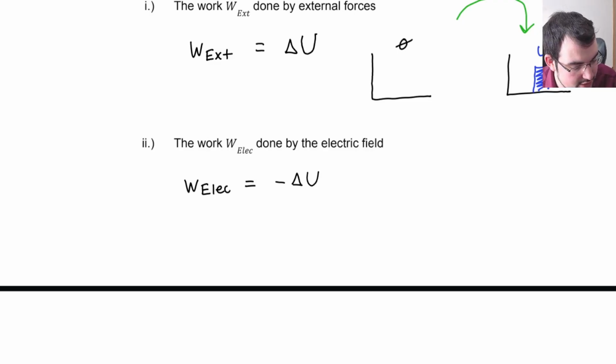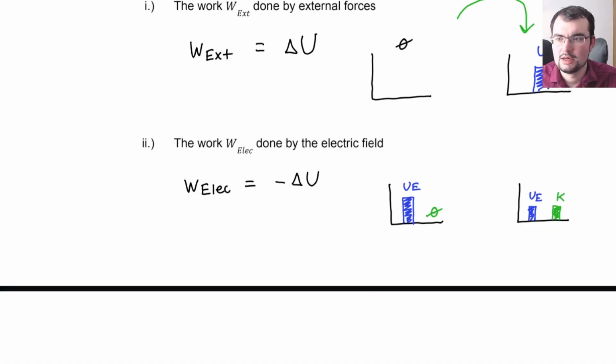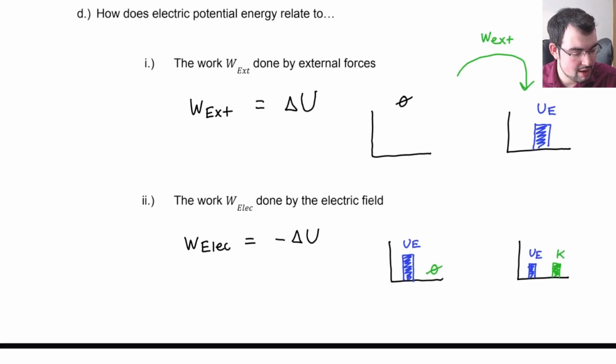This is easier to determine when you look at your energy conservation problems, where let's say you might have a lot of potential energy and no kinetic, and then you release the charges and you get less electric potential energy but more, let's make it look like it conserves at least, and you get more kinetic energy. So I like to interpret this electric field work as being opposite of the potential change.